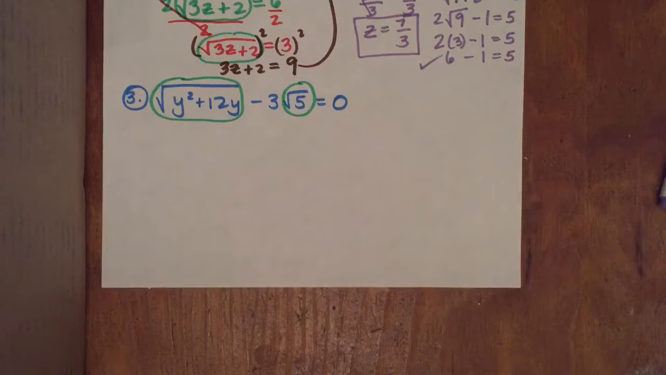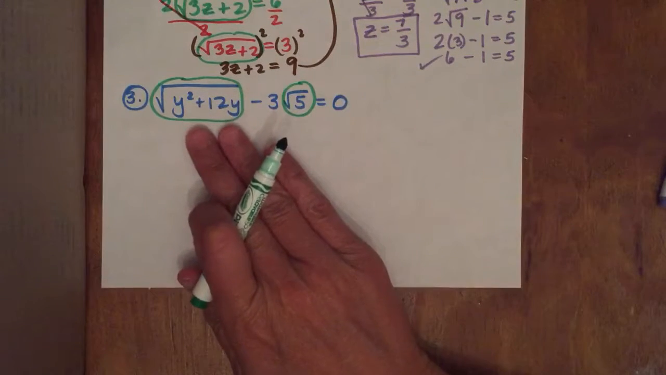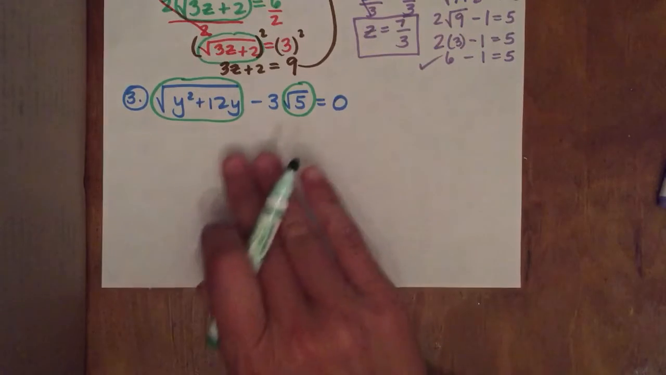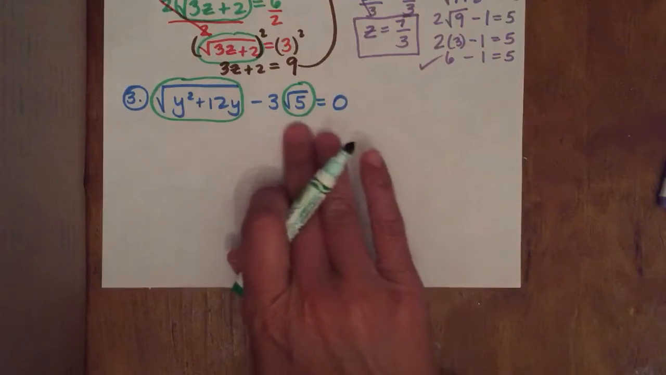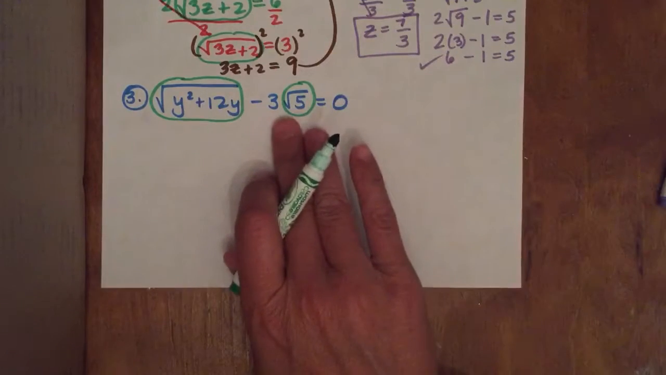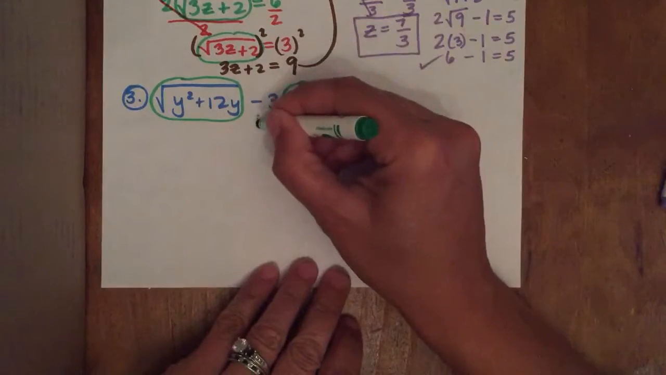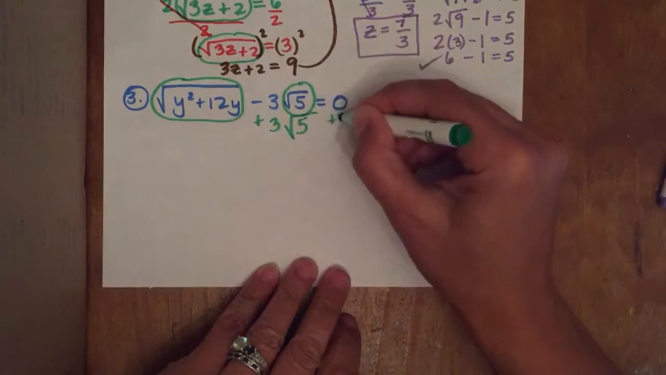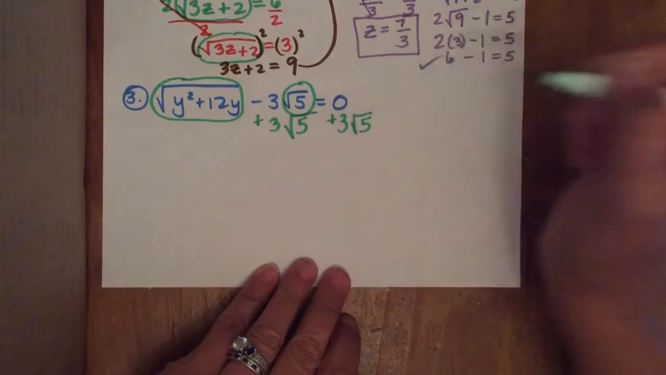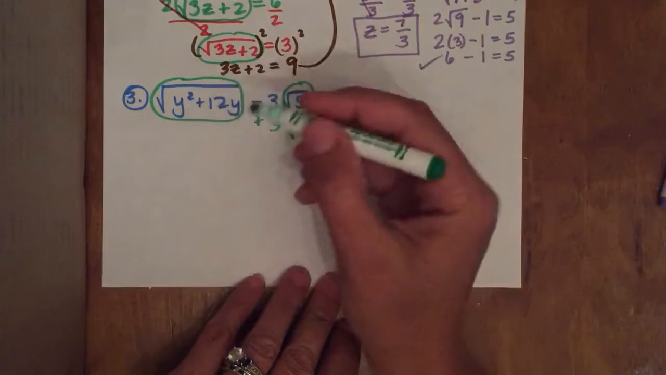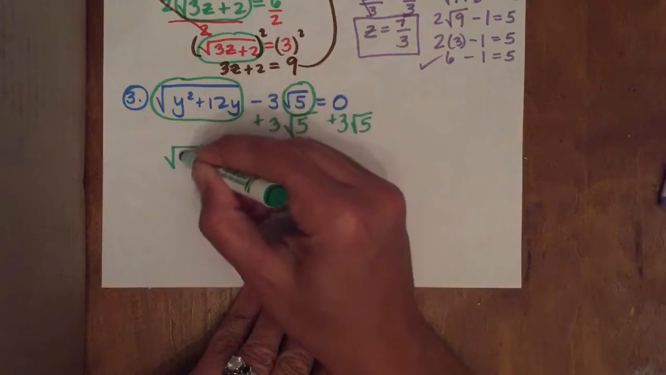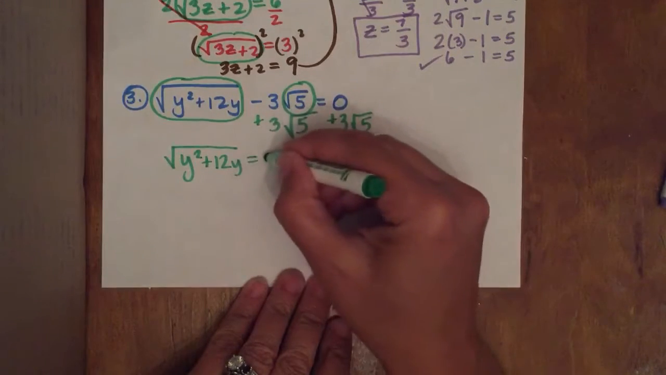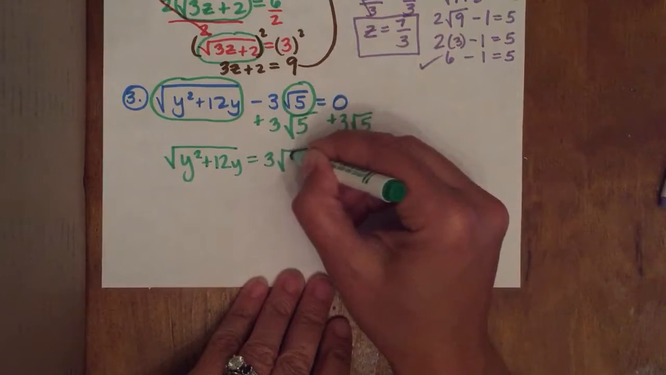Well, this is a special case. I'm going to look at the radical that has the variables, and I'm going to try to isolate that one. So I'm going to take this entire expression, the minus 3 times the square root of 5, and I'm going to move it to the other side. So that's going to leave me on this side with the square root of y squared plus 12y equals 3 times the square root of 5.